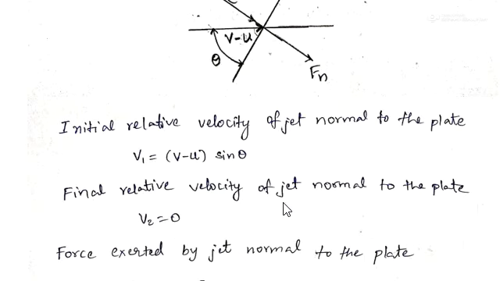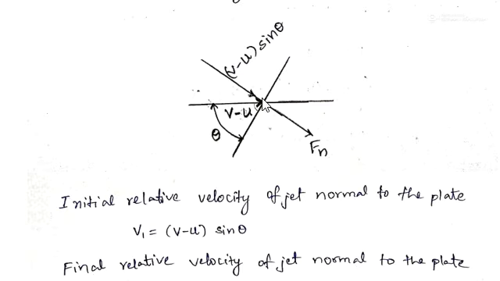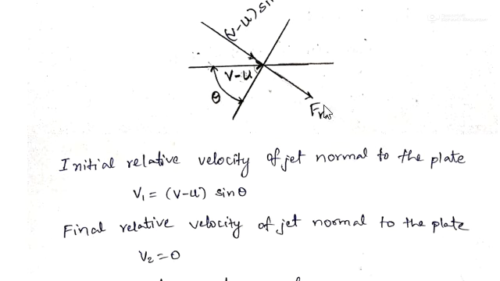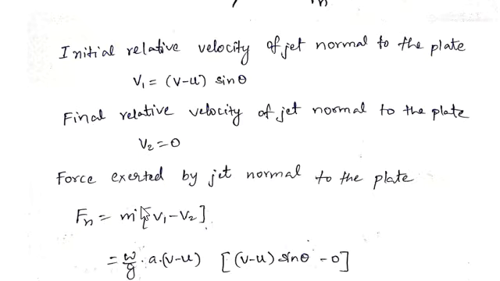Next, the final relative velocity of the jet normal to the plate will be 0. Why? Because after striking, the jet will move perpendicular to the normal, that is, along the plate. But we require velocity in the normal direction. So the normal component of the final relative velocity of the jet normal to the plate will be 0. So v2 is 0.